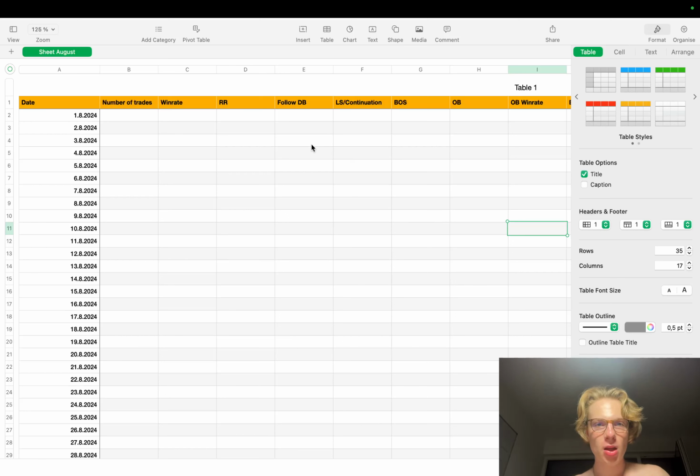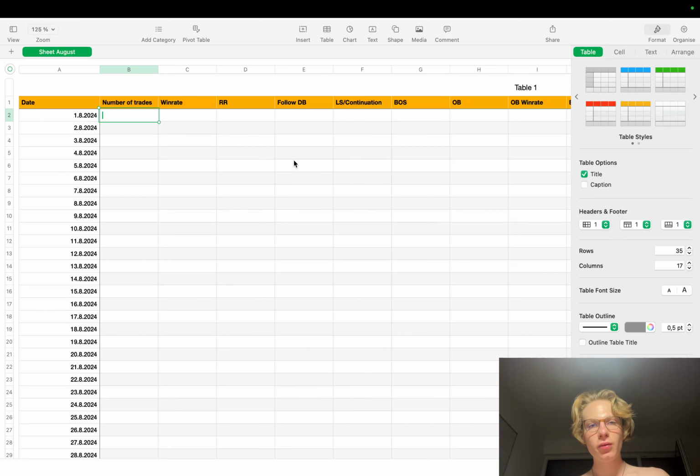Now, what do you put in all these cells? That's also simple. Let's say you took a trade on the 1st of August. You're gonna put 1. Let's say you place 2 trades and then on the 1st of August you put 2. If you don't take any trades on the 1st of August, you put 0.